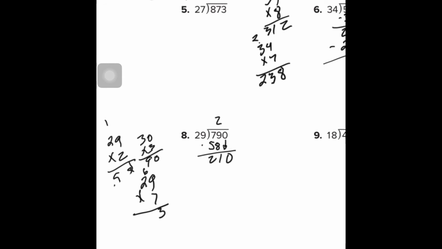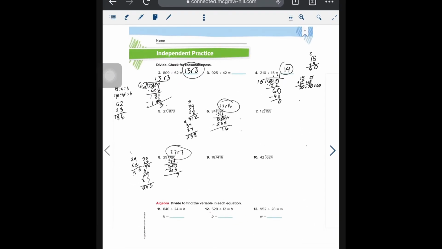7 times 9 is 63. This is where it's handy to have your multiplication memorized. 7 times 2 is 14, 15, 16, 17, 18, 19, 20. Oof, that's perfectly under. So 7 times 29 is 203. Then we can borrow from over there, bring it over here. 7 left over, remainder 7. Whew.